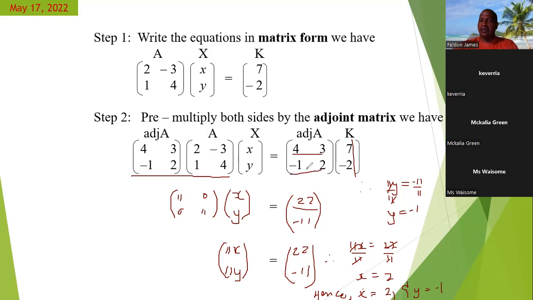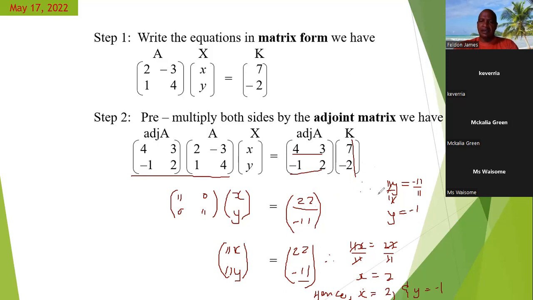Then we use the second row. Negative 1 times 7, negative 7. 2 times negative 2, negative 4. Negative 7 plus negative 4 gives you negative 11. You follow? You may want to do the steps in your calculation, just to prevent making mistakes. You can only probably skip steps when you become very proficient at doing it. So you have to practice in order to be able to just do it like that.